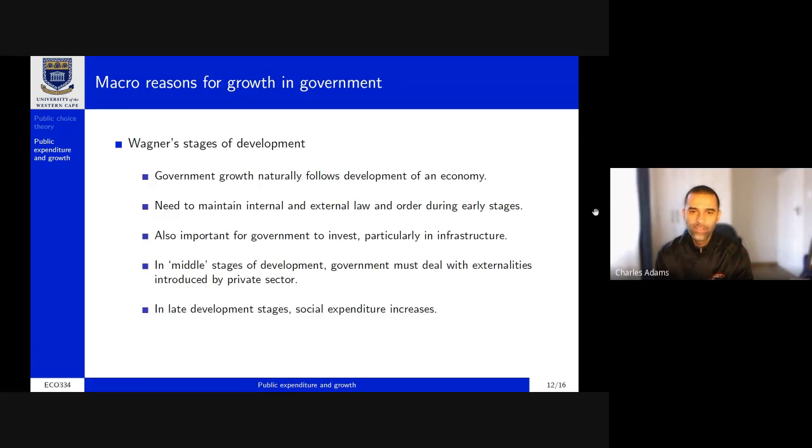Then, of course, in the late stages of development, we see that governments take on a more important role in providing social support to citizens, right? And in fact, that's what we saw in the graph that I showed you in the very first live session, which was the proportion of social expenditure to GDP across a set of countries, which accelerated over the course of the 20th century. So those are mainly countries that are in the latter stages of development, right?